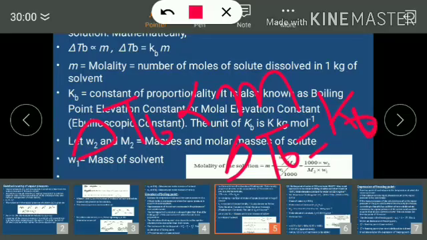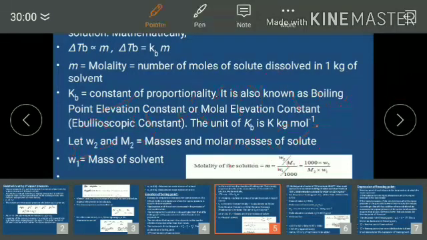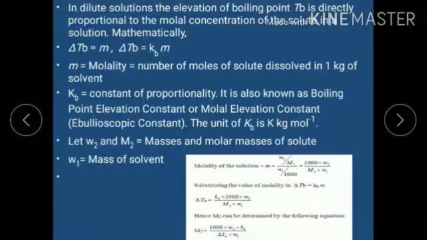It is the elevation in boiling point constant, Kb, and molality. Kb is the elevation in boiling point constant, and m is the molality. What is the molality? The number of moles of solute dissolved in 1 kg of solvent. And Kb is the elevation in boiling point constant.